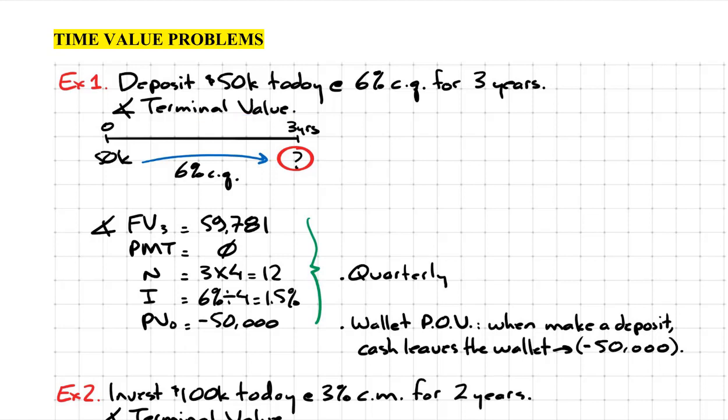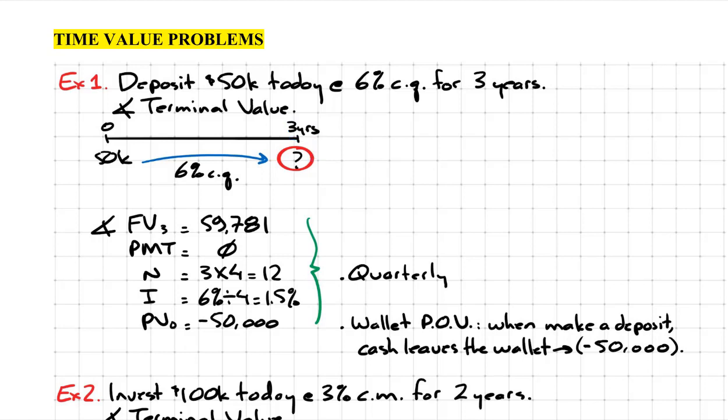Now, when I'm dealing with a question that has an element of time, I like to construct a timeline, just so I can get a big picture of what's going on. And you can see that right here. So here's today. That's when I deposit my $50,000. And my $50,000 is going to be growing at 6% compounded quarterly. And I want to find out how much my money is worth at the end of that 3-year period.